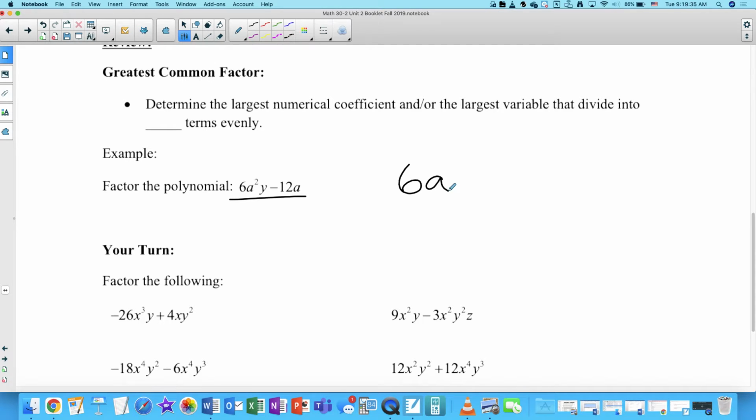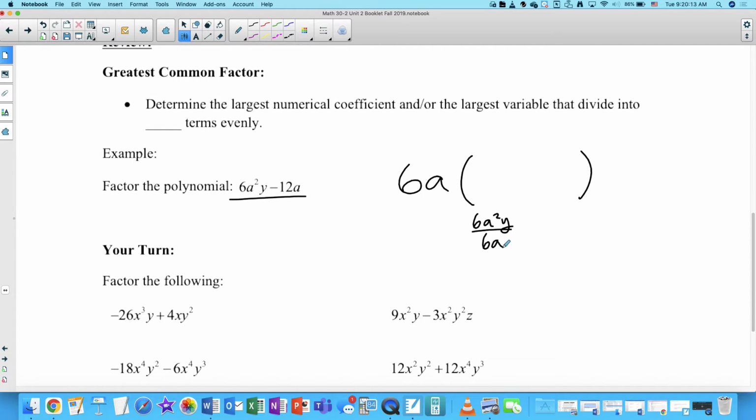Okay? So first thing you're going to do is take out the greatest common factor. And then you're going to put a set of brackets beside it. Now here's something key. The number of terms inside the brackets, when you take out a greatest common factor, needs to match the number of terms in the original polynomial. So there needs to be 2 terms here. Okay? The first term is going to be the original first term divided by the GCF. So think, what is 6a squared y over 6a?